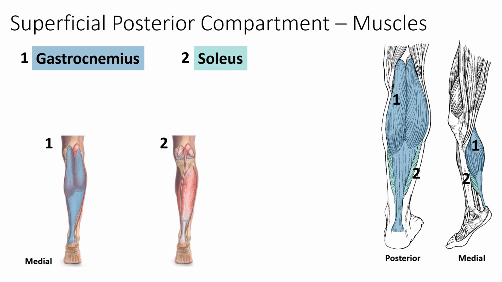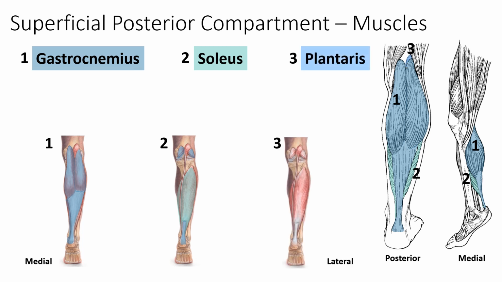So if we're trying to look at this muscle individually from a posterior view, we first need to cut away the gastrocnemius in order to see the soleus in its entirety. The last muscle in this region is the plantaris muscle. It is a very small itty bitty muscle.